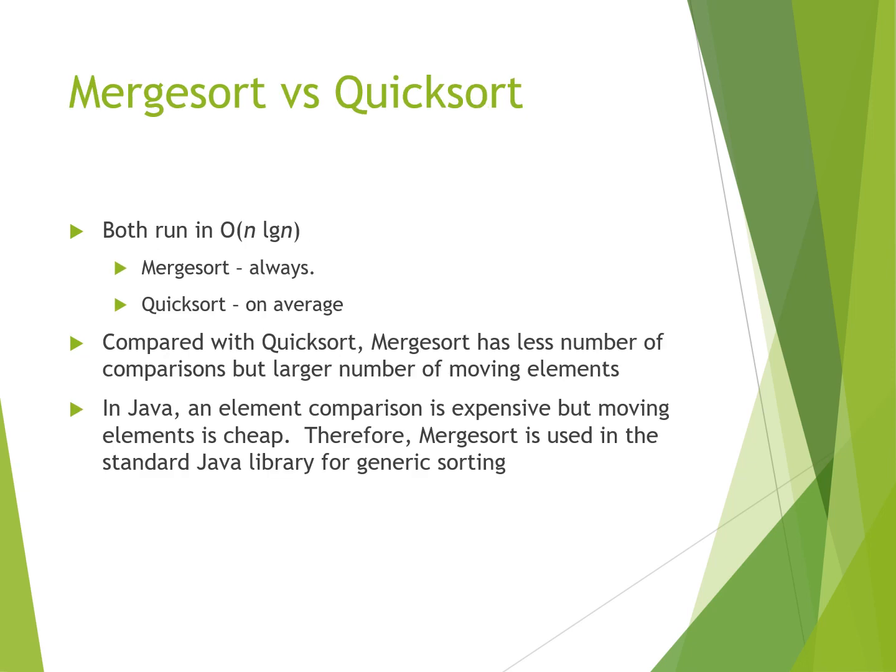Let us take a look at merge sort versus quicksort. Both run in O(n log n). Merge sort is so always, quicksort is so on average. Compared with quicksort, merge sort has fewer comparisons but a larger number of moving elements. In Java, an element comparison is expensive but moving elements is cheap. Therefore, merge sort is used in the standard Java library for generic sorting.